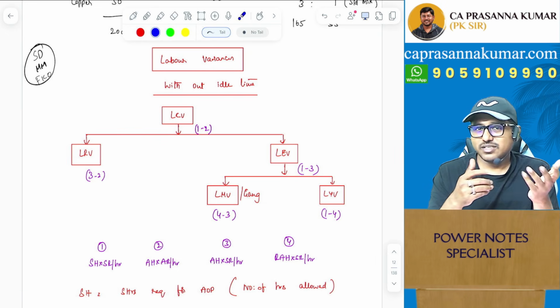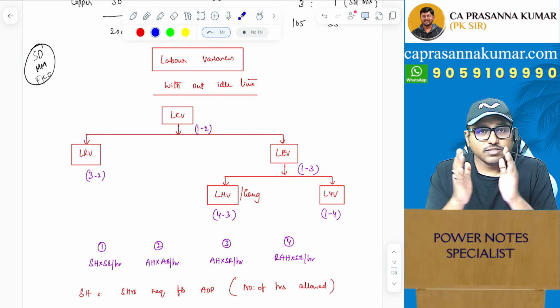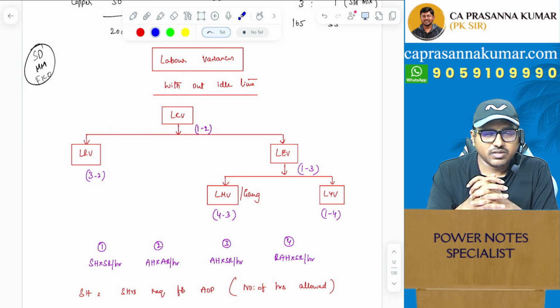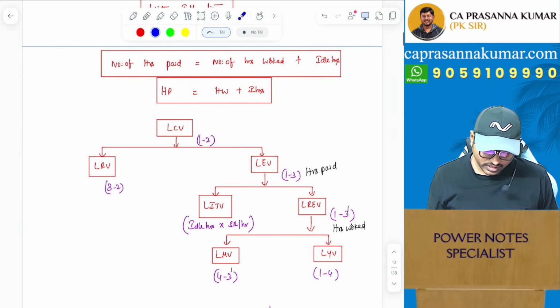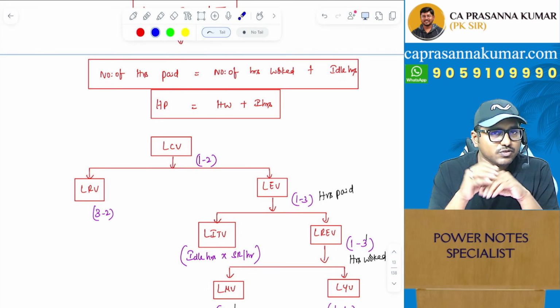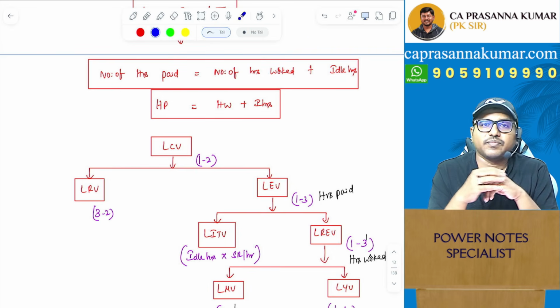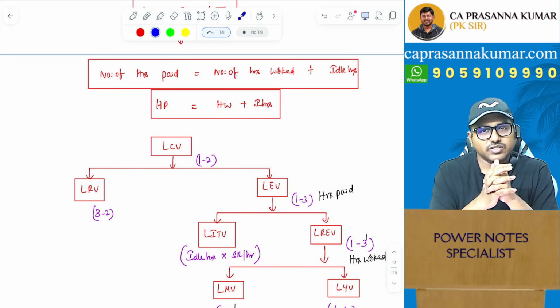Sir, what is 1, sir? SH into SR per hour. What is 2? AH into AR per hour. What is 3? AH into SR per hour. What is 4? RAH into SR per hour. Done? Sir, if there is idle time, then what's going to happen? Here it comes tricky. So you already know that number of hours paid is equal to number of hours worked plus idle hours. Okay, sir. Now, can you go through the entire classification if there is idle time? Yes, sir.